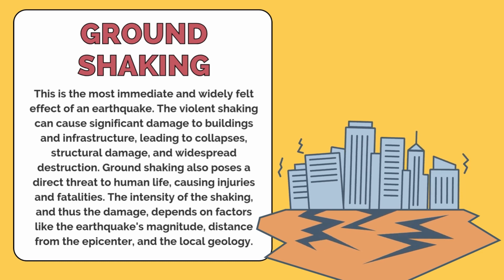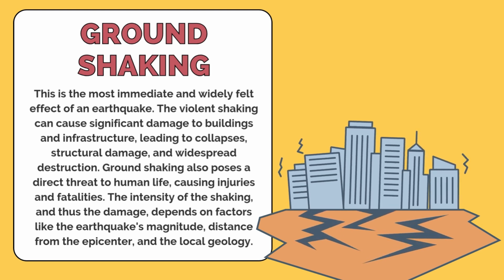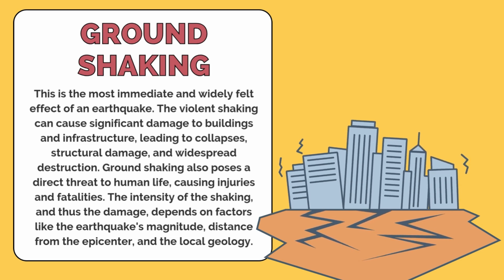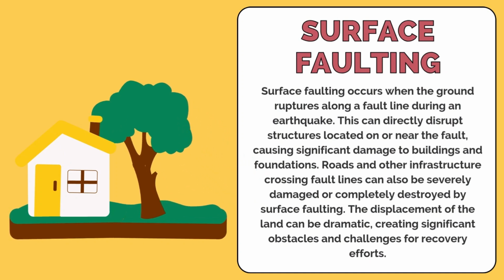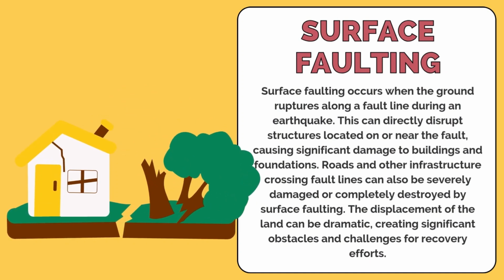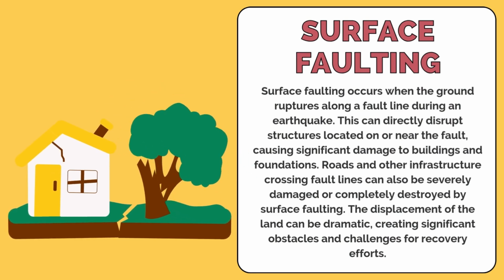The intensity of the shaking and the damage caused depends on factors like the earthquake's magnitude, distance from the epicenter, and the local geology. Number 2 is the surface faulting. Surface faulting occurs when the ground ruptures along a fault line during an earthquake.